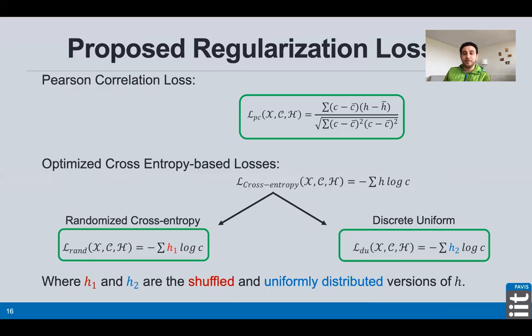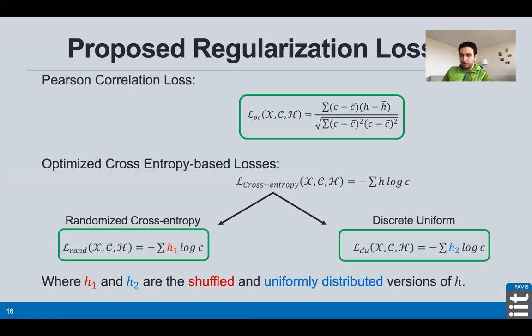Using the same idea to push the network to forget this information, we use cross entropy, but a modified version of it. How? We call two different loss functions: randomized cross entropy and discrete uniform cross entropy. In randomized cross entropy, we shuffle the ground truth during each iteration. In that case, the network will be confused about remembering the correct ID of each input, and eventually it will not learn the input IDs, or the center IDs that come from the input.